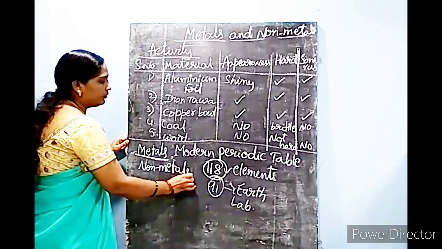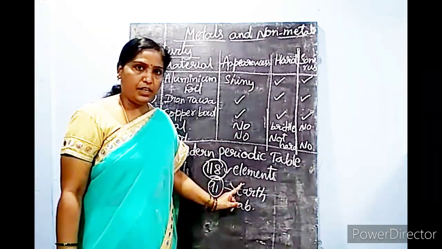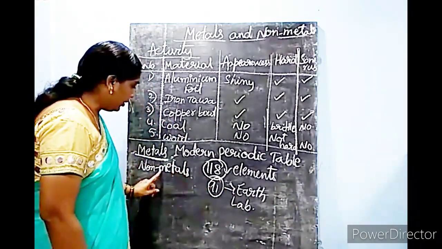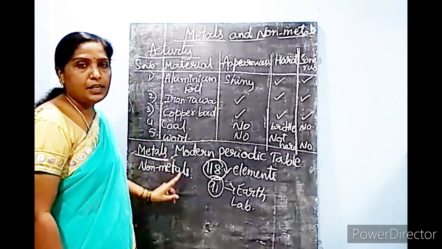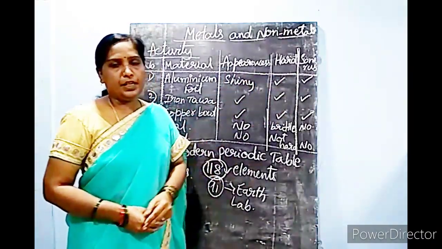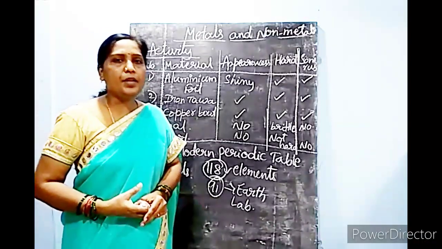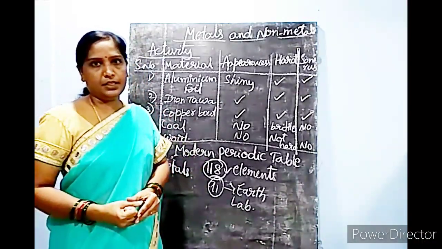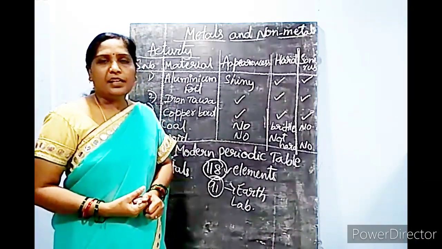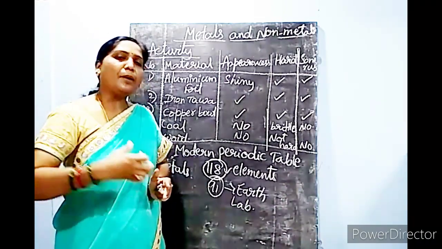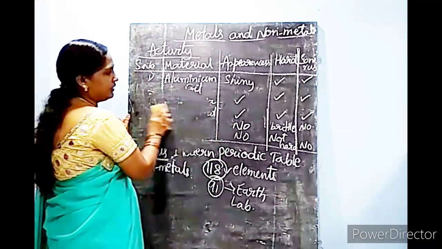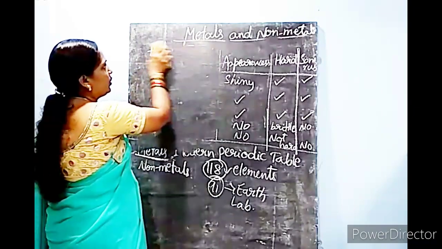Out of 118 elements, some are metals, some are non-metals, and some are metalloids. The metalloids show the properties of both metals and non-metals. Is it enough for us? Only based on these three properties, can we confirm that this element is a metal, this element is a non-metal, and these are metalloids? It's not possible at all, right? There are some more properties to find out which materials are metals and non-metals.